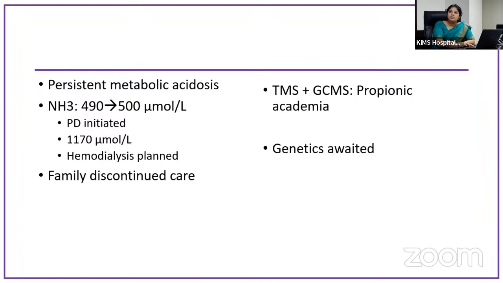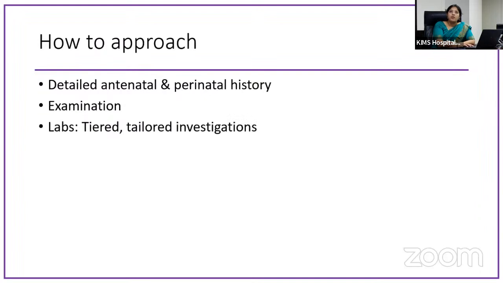So the TMS and GCMS which were sent for this child revealed that the child had propionic acidemia and the genetics were related. Now this is a very clear-cut upfront case of a child who had hyperammonemia which worsened with metabolic acidosis, giving us a clue that the child has organic acidemia. But what we need to understand here is that the propionic acidemia has probably been precipitated by an underlying sepsis for this child. So how do we approach a child who is presenting with acute encephalopathy?